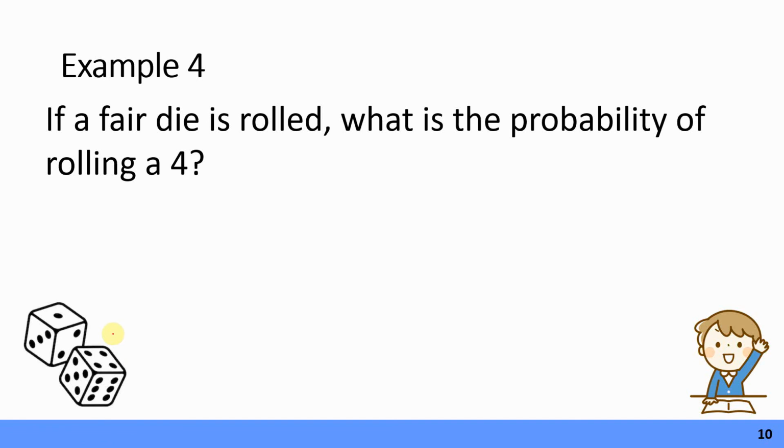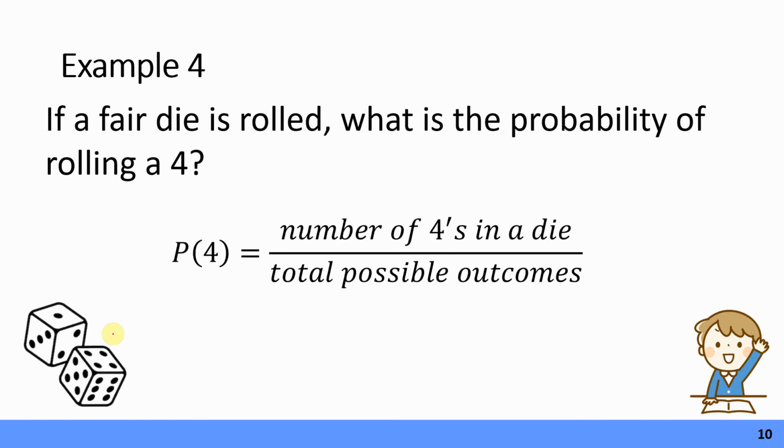Just ask yourself, how do you set up probability? Remember, probability is always a fraction. So in this scenario, the numerator is going to be the number of 4s in a die. And remember, the denominator is always your total. If you have a die, how many sides does it have? It has a total of 6. So it goes from the number 1 to the number 6. So the total number of outcomes in a die is 6. So that's going to be my denominator.